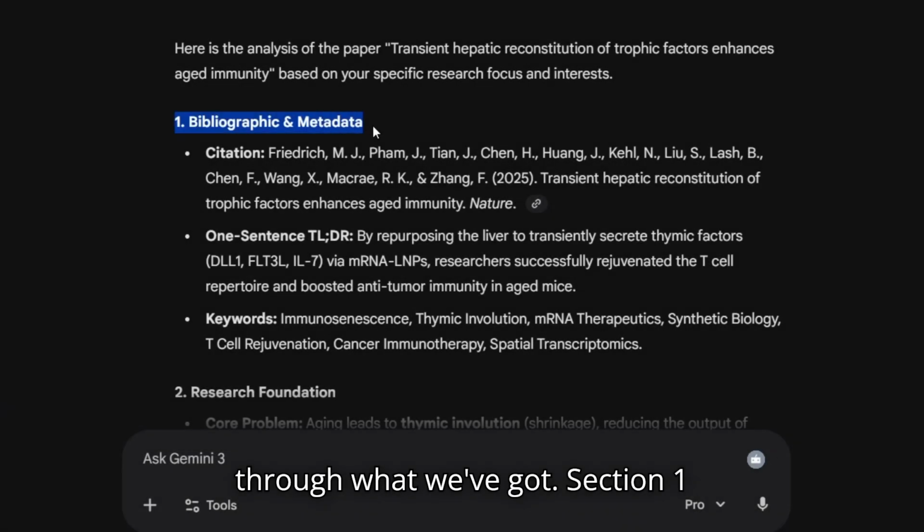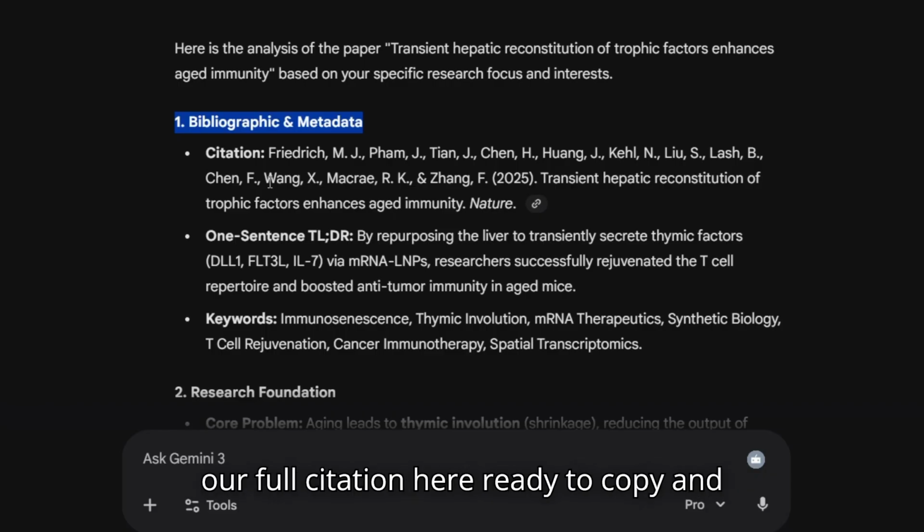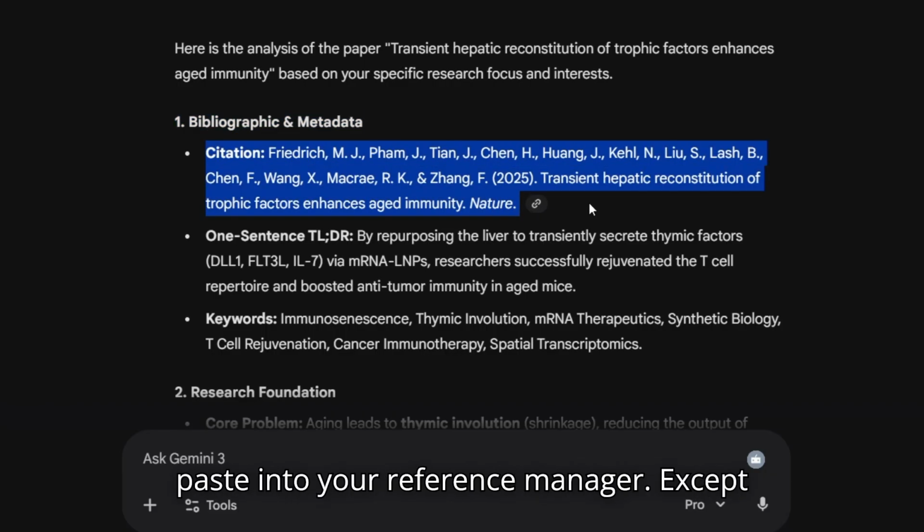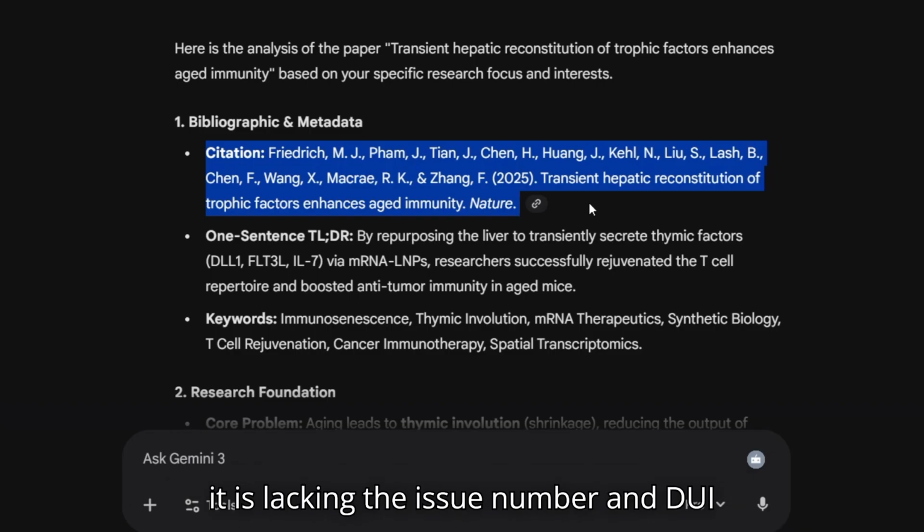Section 1. Bibliographic and metadata. So, we've got our full citation here, ready to copy and paste into your reference manager, except it is lacking the issue number and DOI code.